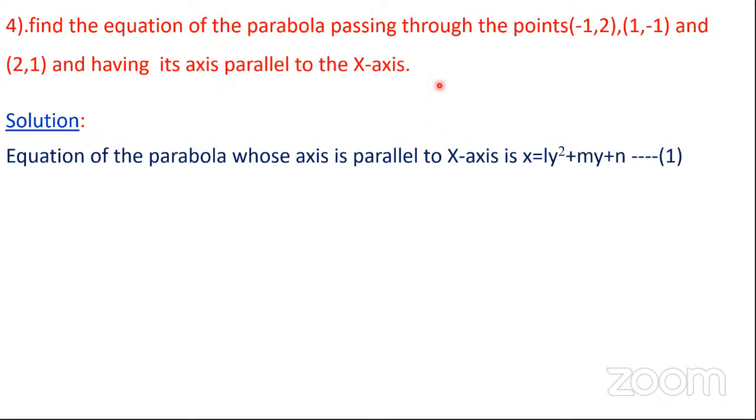When the axis is parallel to the x-axis, what is the formula, children, to find the equation of the parabola? When parallel to the x-axis, it starts with x and is second degree in y. So x equal to ly square plus my plus n. Now, this parabola is passing through these 3 points. Just substitute these 3 points in equation 1.